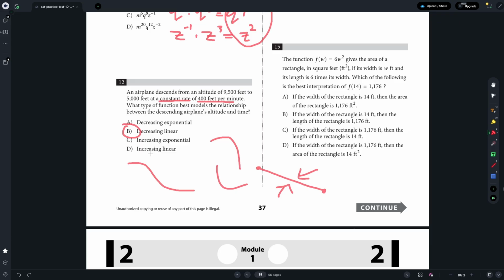Let's just take a look at the other answer choices. We know that C and D are immediately wrong because it's descending, right? And that does not mean it is increasing in altitude. And we know if it's exponentially decreasing, it would not look like a linear line because it would not be a constant rate of 400 feet per minute. So we know that B is the correct answer.